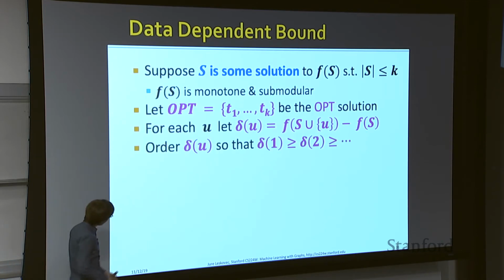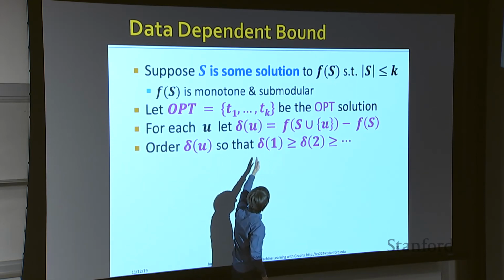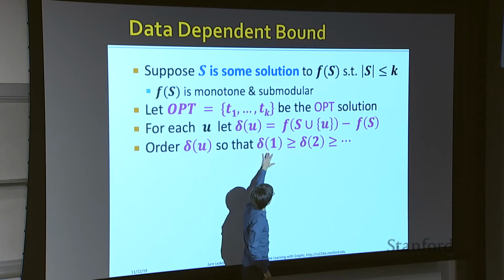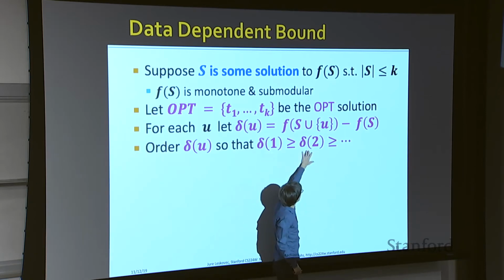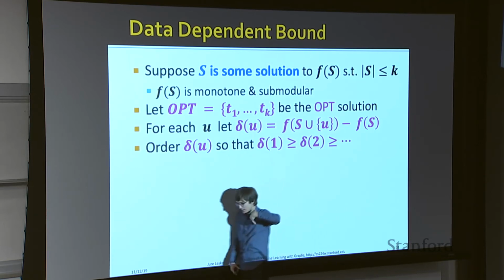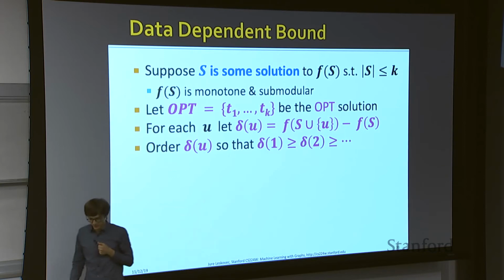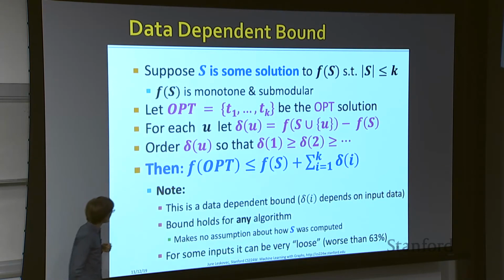So let's say we order these deltas in such a way that node 1 helps the most, node 2 helps the second most, and so on. I'm just deciding how to name the sensors so that the first guy helps more than the second guy, and so on and so forth. Okay? Then here is the claim.